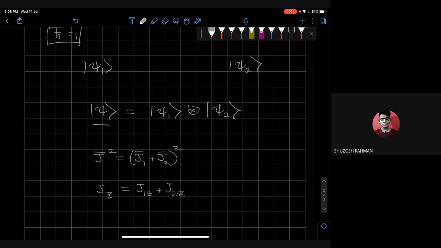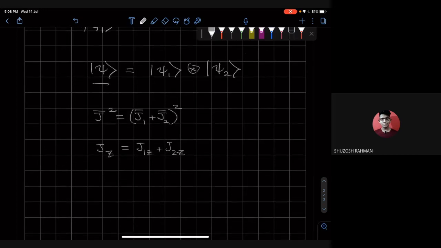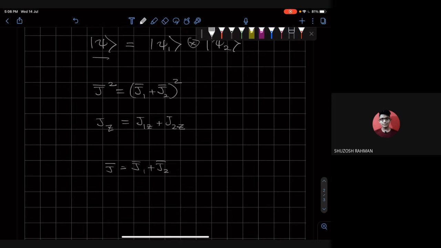Okay? Sir, is it J1 plus J2 whole square or J1 square plus J2 square? No, it's J1 plus J2. The total angular momentum of the system is J, and that's going to be J1 plus J2. Oh, right. Yeah, I see. So it's easy to verify because J1 commutes with J2. All components of J1 will commute with J2.